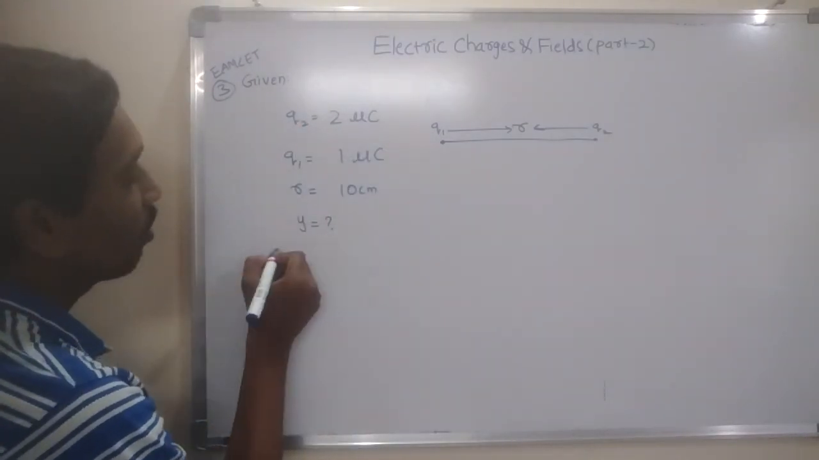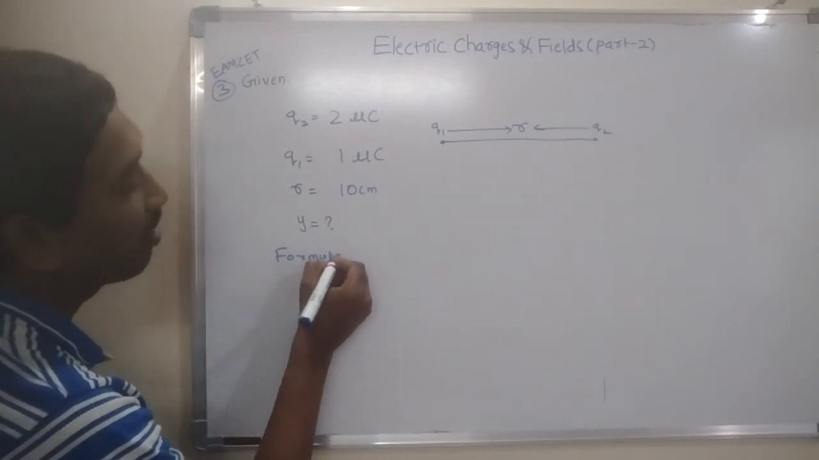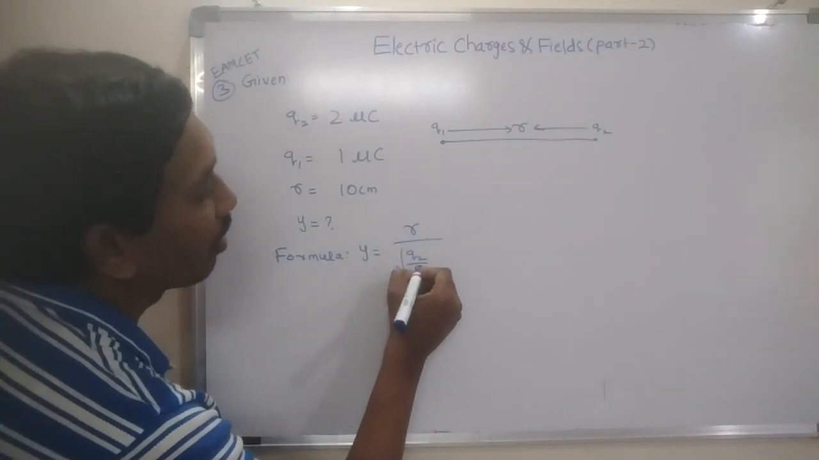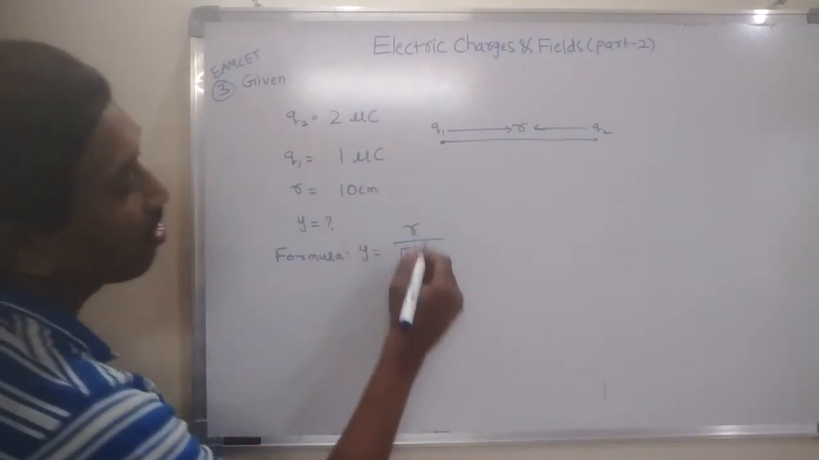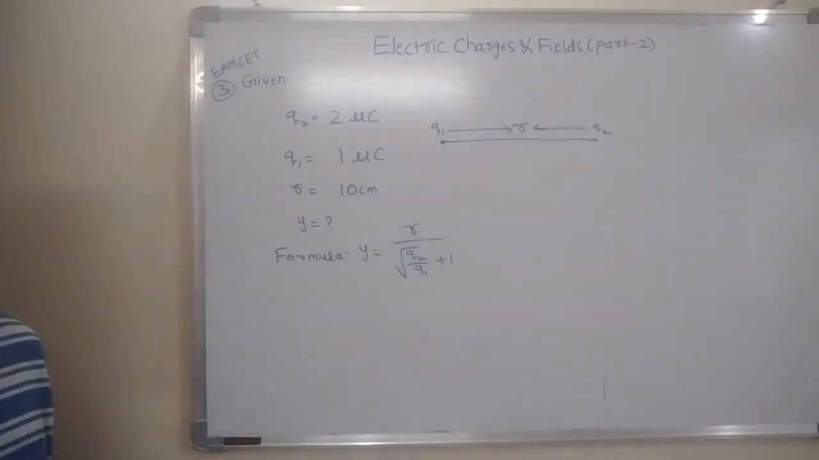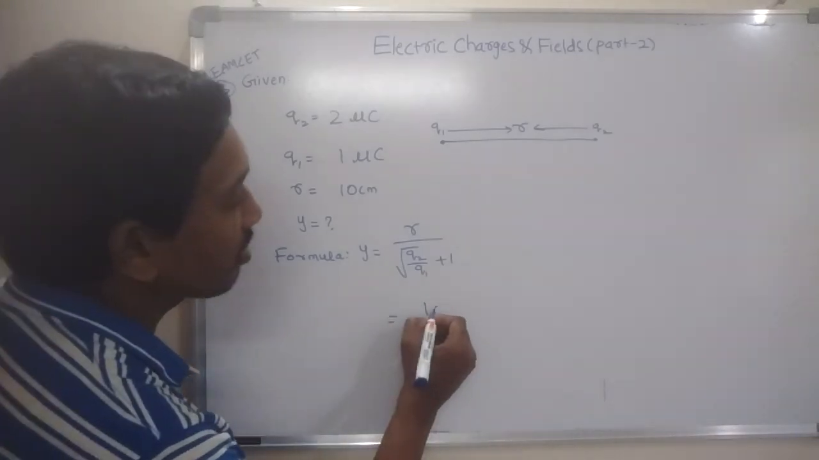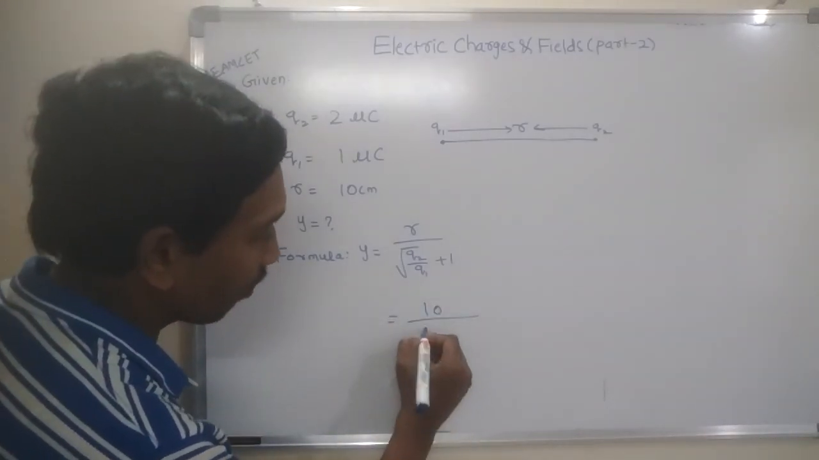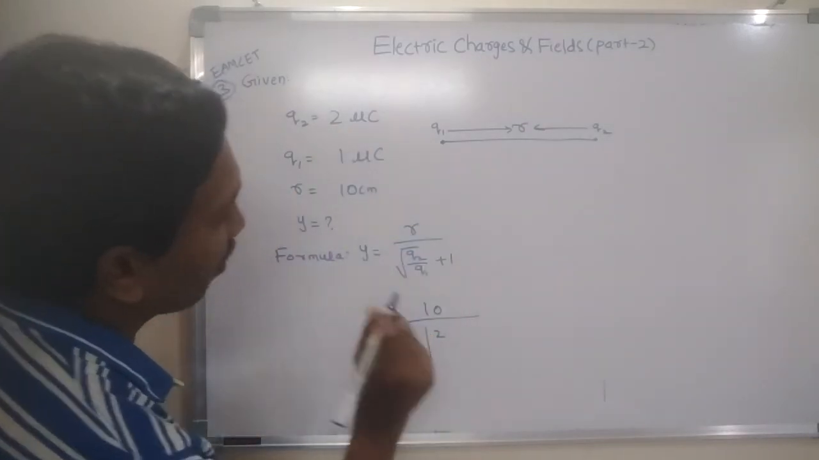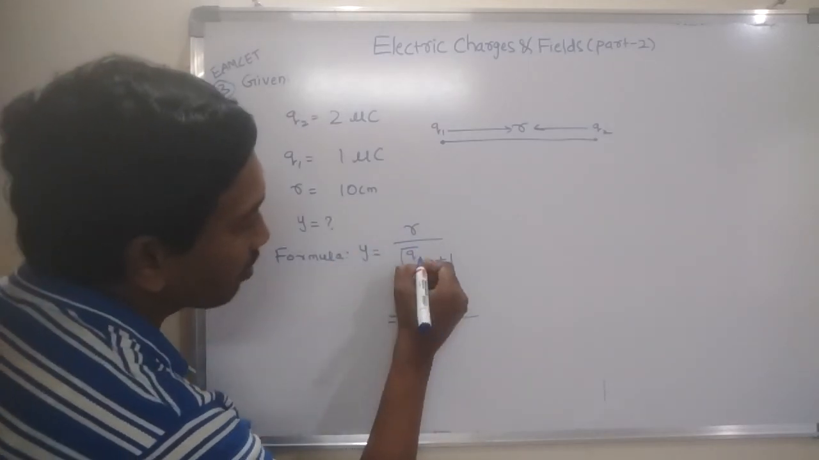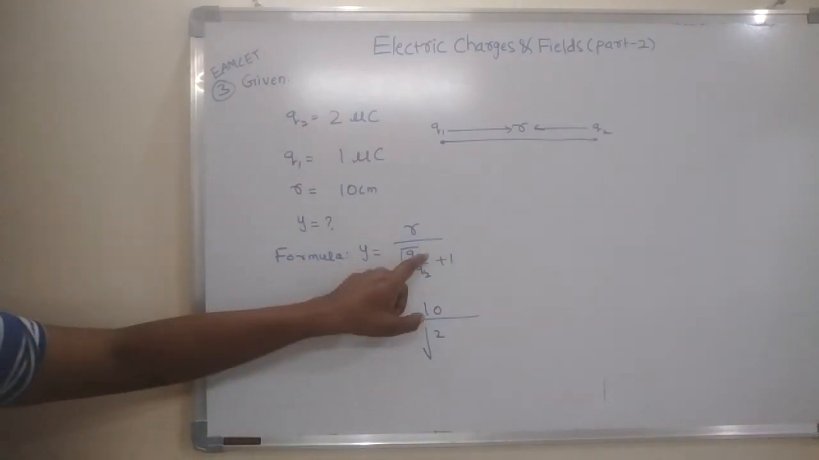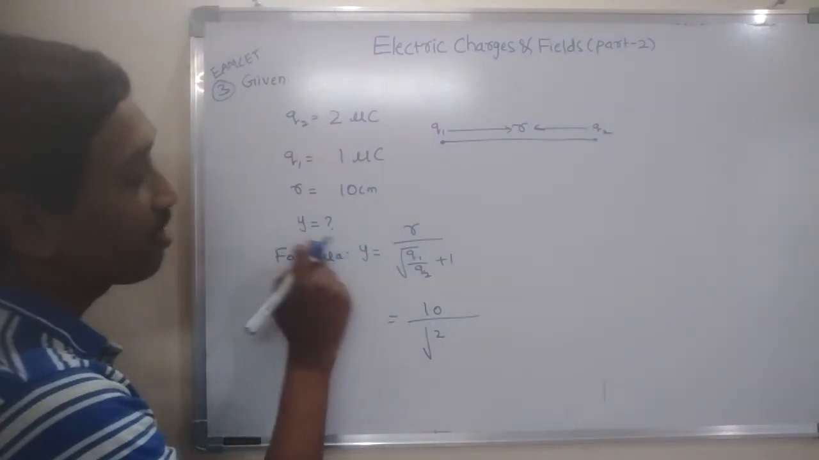What is the formula for Y? I already explained it. Y is equal to R by 1 plus or minus under root of Q2 by Q1. For like charges it takes the positive sign; for unlike charges, the negative sign. That's the difference. Substitute the values: R is 10 centimeter. Sorry, very sorry, for Y the formula is not Q2 by Q1. From the Q2 charge, the formula is under root of Q1 by Q2; for X it is Q2 by Q1.